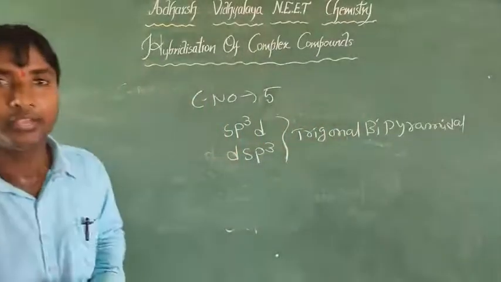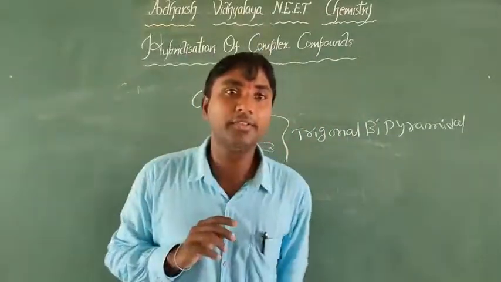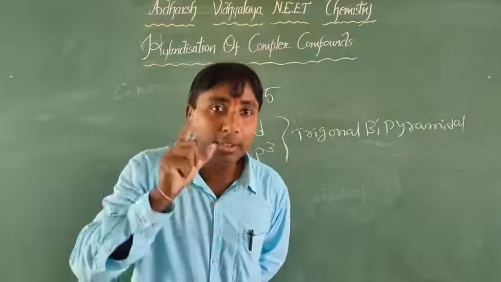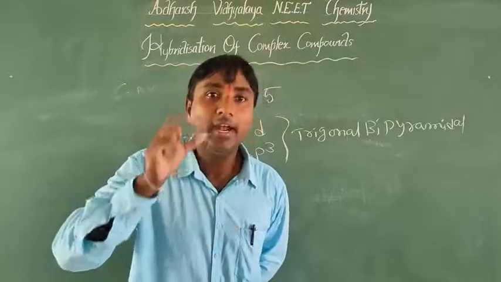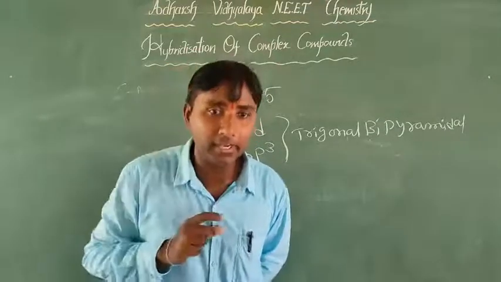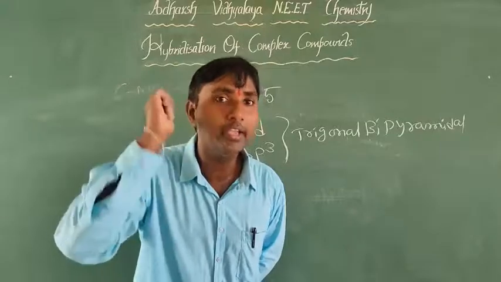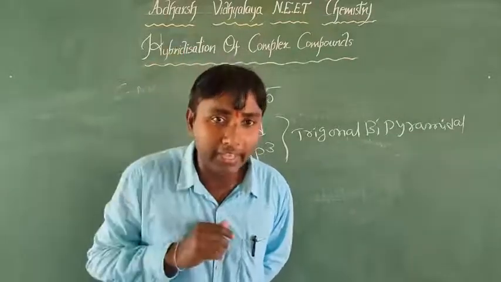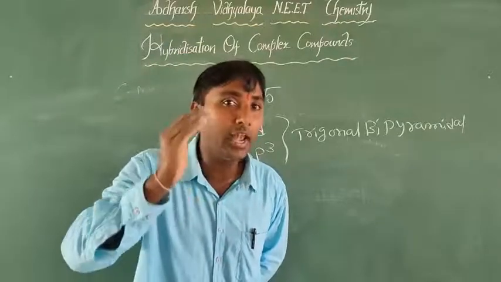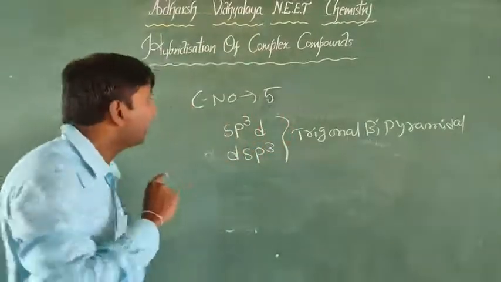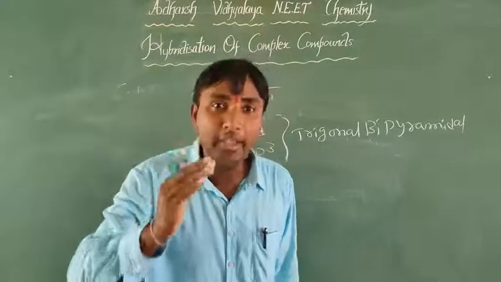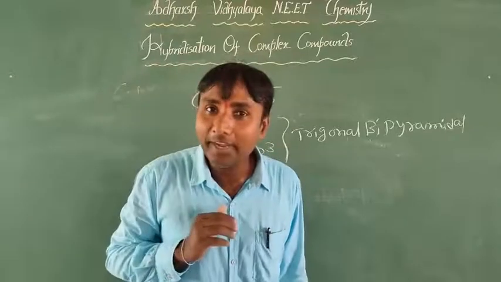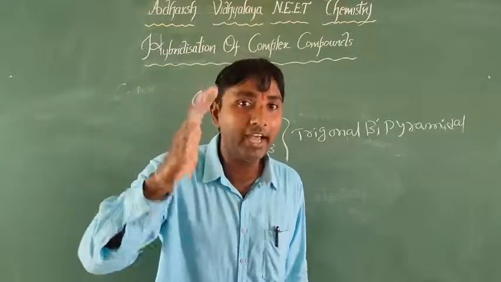To summarize: coordination number 4 means hybridizations sp3 and dsp2. sp3 means tetrahedral, dsp2 means square planar. Coordination number 5, sp3d and dsp3, geometry trigonal bipyramidal. Coordination number 6, sp3d2 and d2sp3, geometry octahedral.